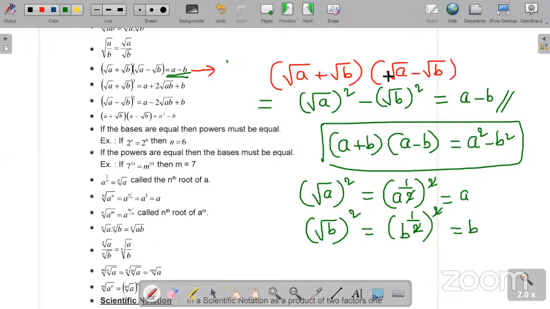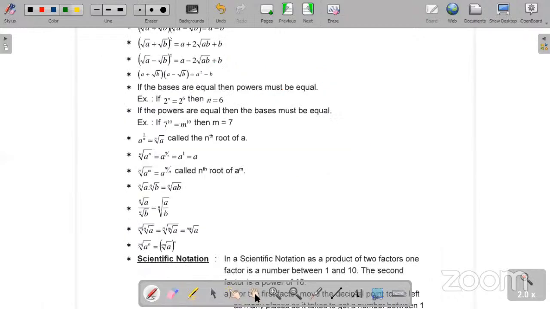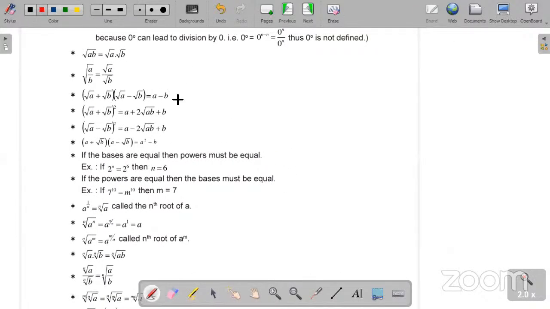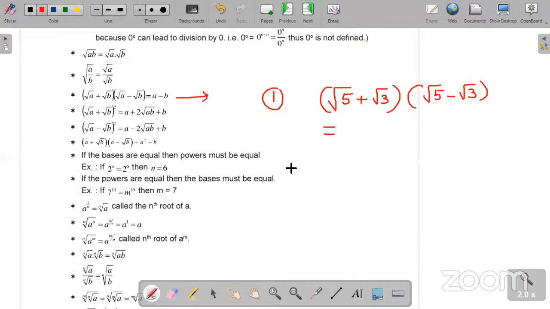Based on this, I ask some questions. You try to solve it now. One question: root 5 plus root 3 multiplied with root 5 minus root 3. What is your answer? Second one.